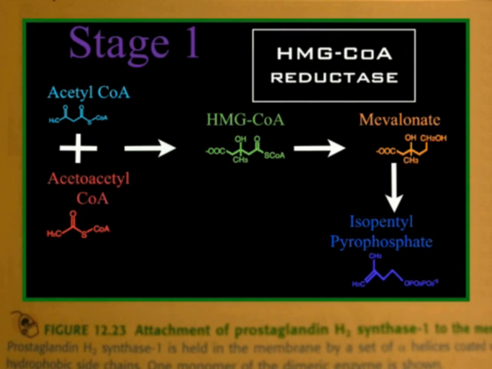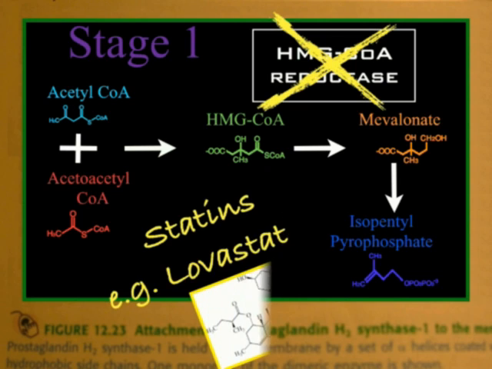The second method is to reduce the amount of cholesterol synthesis. This can be done by inhibiting the HMG-CoA reductase enzyme, which is essential for the first stage of cholesterol synthesis. This can be done by using a class of compounds called statins, which include drugs such as lovastatin. So there we have it. Cholesterol, not that hard to learn from a textbook.